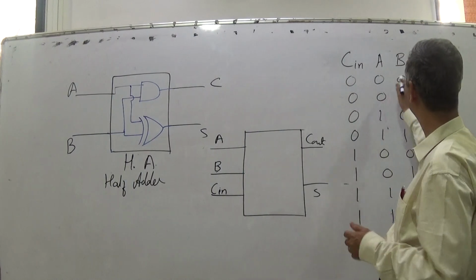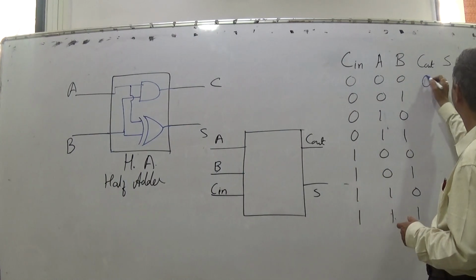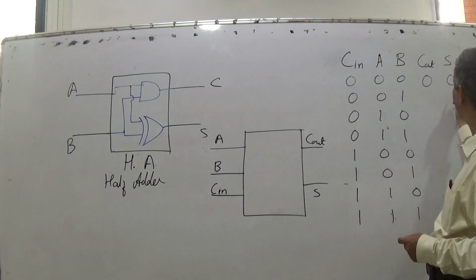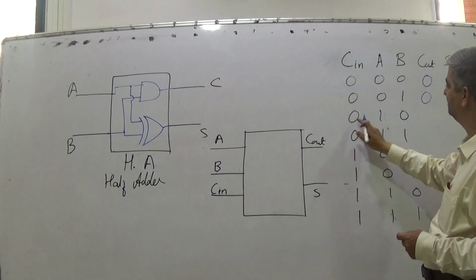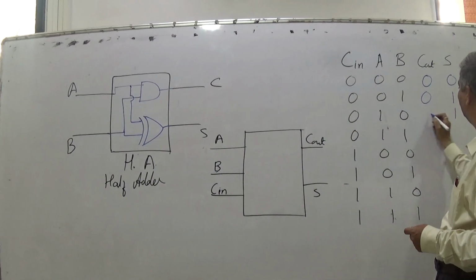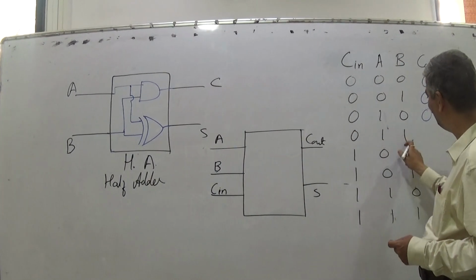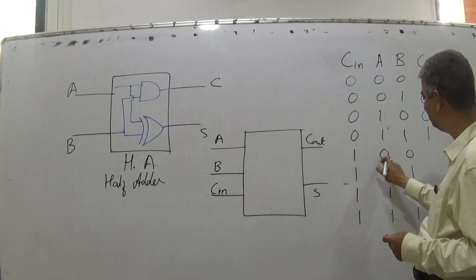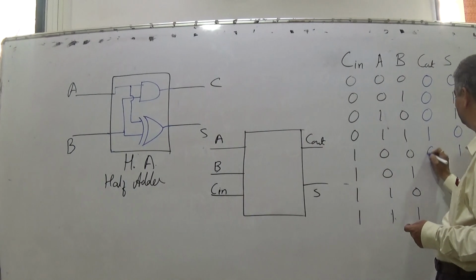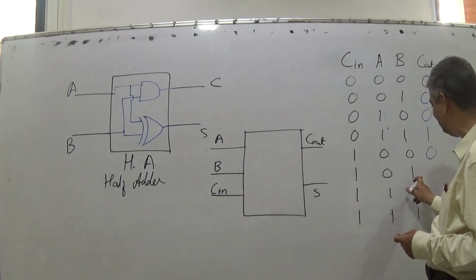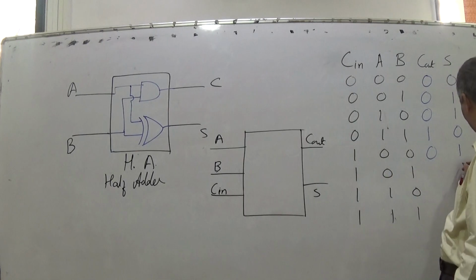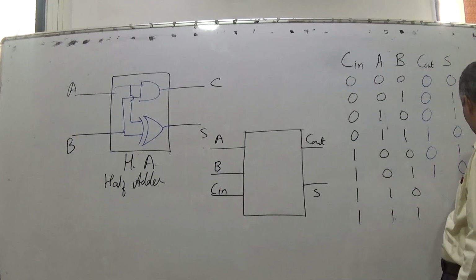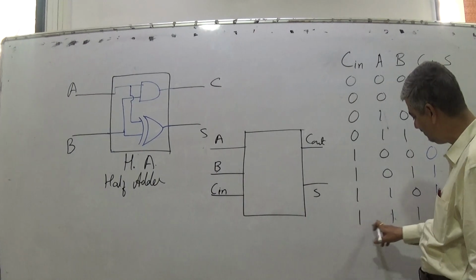When 0 0 0, C out is 0, sum is 0. When 0 0 1, you add, the answer is 1 and carry is 0. 0 1 0, you add, 1 and carry is 0. 0 1 1, so 1 1 sum gets 0 and carry is there. 1 0 0, again this is 1 and this is 0. 1 0 1, so when 2 bits are 1, they add to 0 and we get a carry. 1 1 0, they add to 0 and we get a carry. And 1 1 1.